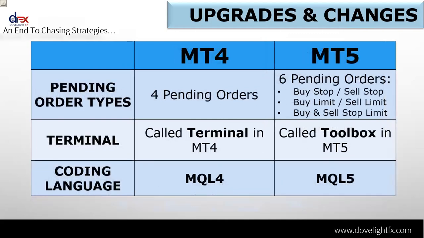Now we are still talking about the upgrades and changes. Something like the pending orders. I already told you the pending orders were 4, and I've shown them all to you. We have the sell stop, the buy stop, the sell limit, and the buy limit. That is for MT4. But when we get to MT5, we now have 6 of them. We have the buy stop, the sell stop, the buy limit, the sell limit, and we do have the buy stop limit and the sell stop limit.